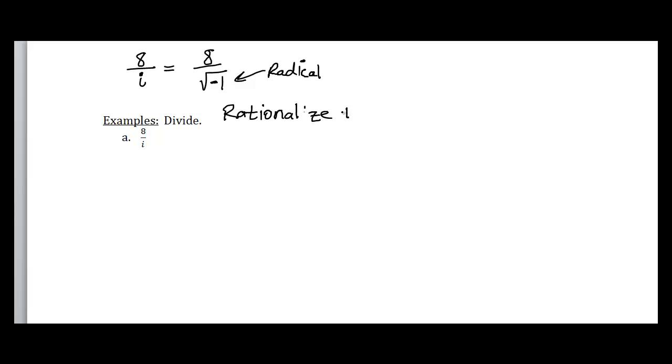Now we're going to do division. When we have an i in our denominator, for instance, this example here has 8 over i. Remember that i is the square root of negative 1, so we actually have a radical in our denominator. And what we said before was that we don't like radicals in our denominator. We want rational numbers in our denominator. So what we're going to do here is basically the same thing that we did before when we had radicals in our denominator: we rationalize the denominator.